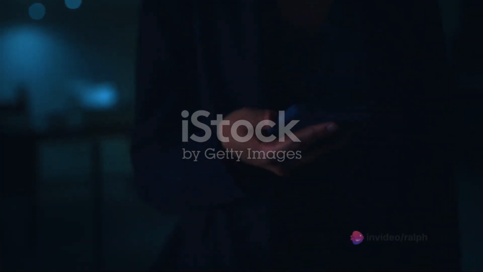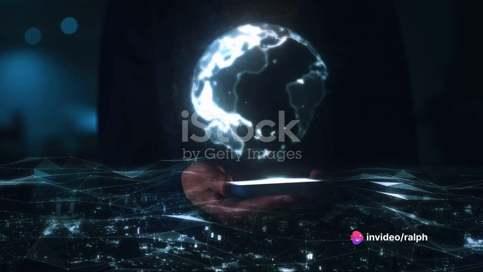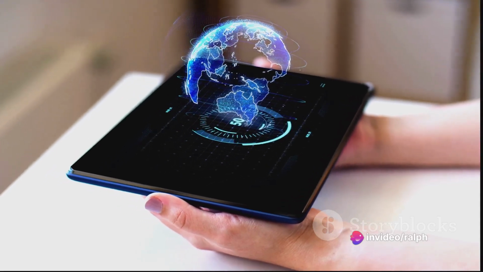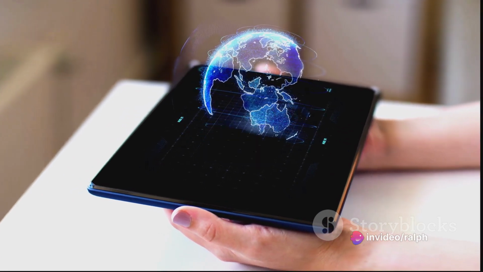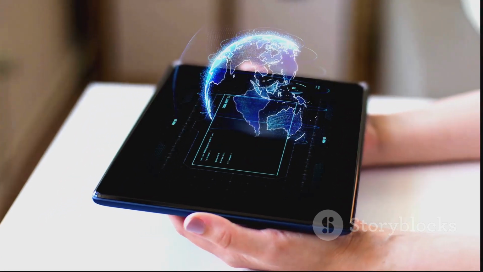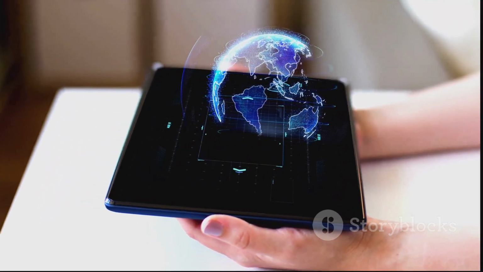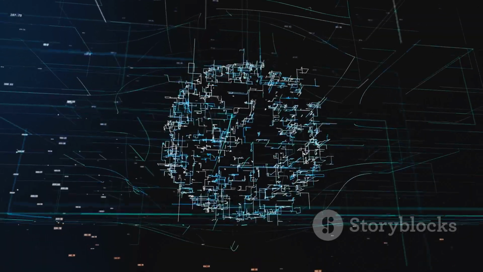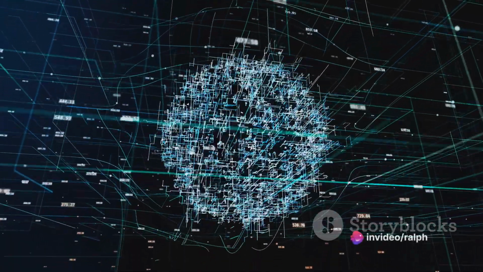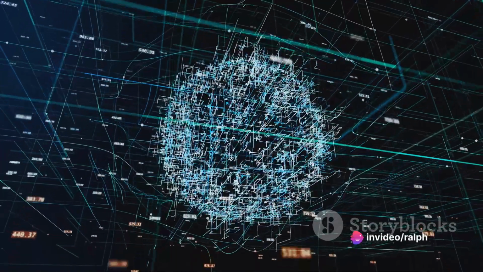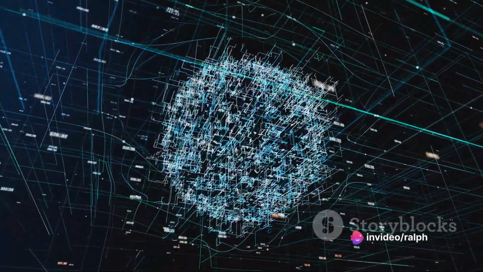Then came the digital revolution, an era that saw the rise of personal computers, the internet, and mobile technology. This period democratized access to computing power, bringing it into the hands of everyday people. It also marked the beginning of a new era of information and communication, reshaping society in ways that were unimaginable just a few decades earlier.